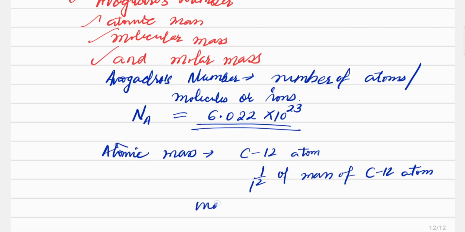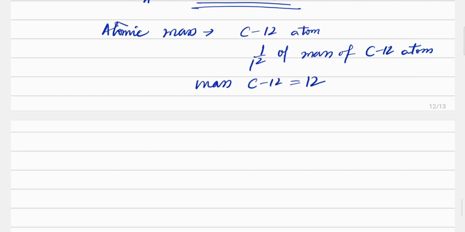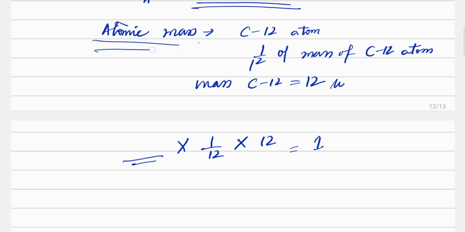It is a simple way to say that suppose the mass of carbon-12 is 12, with unit unified mass or atomic mass unit. And 1/12 of the mass of the carbon-12 atom, which is 12, is equal to 1. So any number which is multiplied with this gives us the atomic mass of a particular atom. So this is called atomic mass.